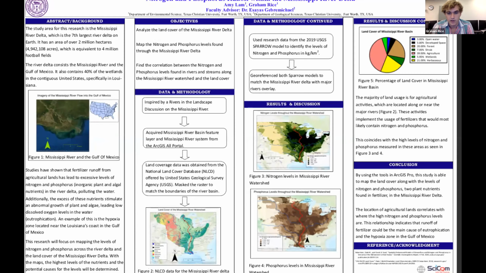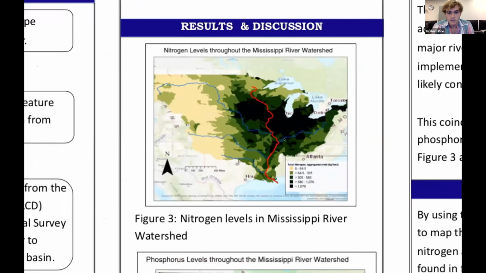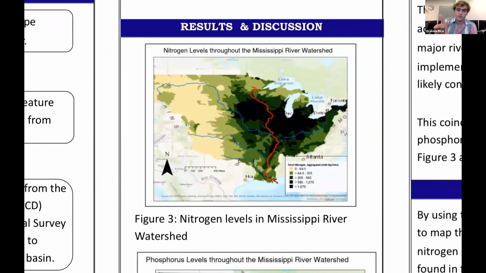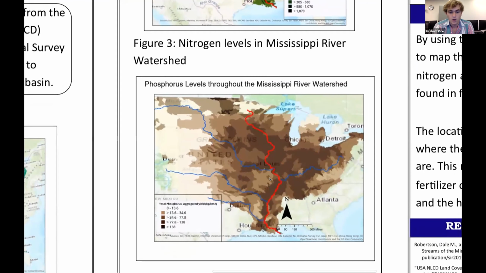I'll zoom in a little bit for you guys. You can see these higher levels right around the Mississippi River itself, which also has a high concentration of farmland, as seen in the National Land Cover Database. As it filters down through the Mississippi River, it all grows, and the nitrogen levels grow going into the delta itself. It's the same trend with phosphorus as well. You can see the darkest levels are right around the Mississippi River Delta.